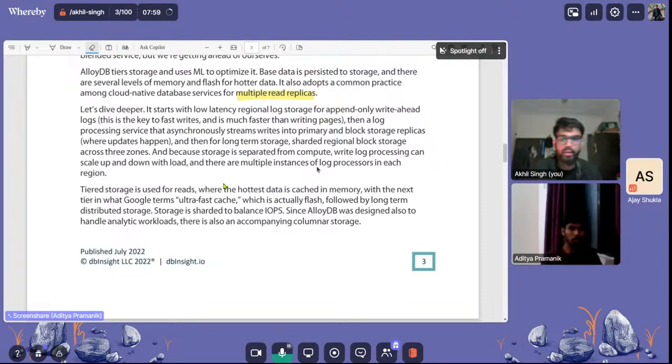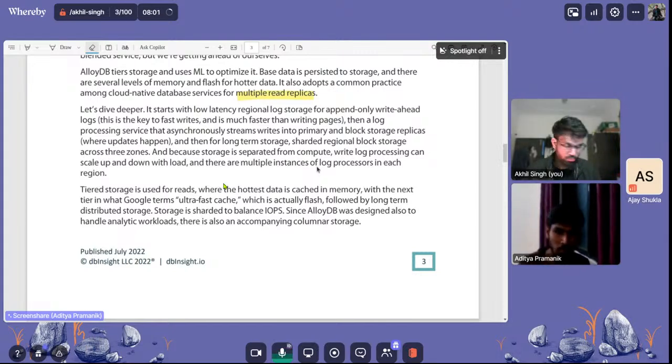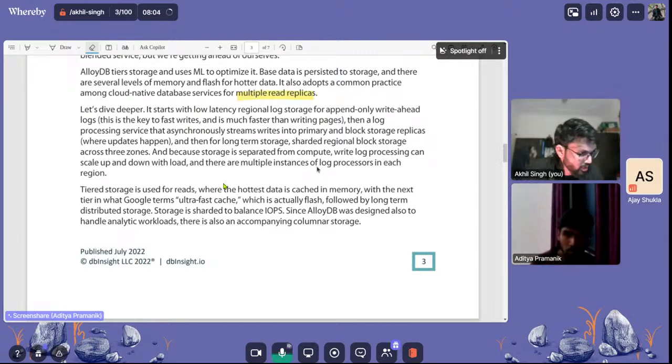Okay. So I searched about what log is being referred to here: a log is a sequential record of all changes or modifications made to the databases. So I think they are dividing logs into different categories. It starts with low latency regional log storage for append only write ahead logs. So what is write ahead logs? Write ahead log writes are first recorded in append only logs. This mechanism is highly efficient because writing logs is faster than writing full data pages to storage.